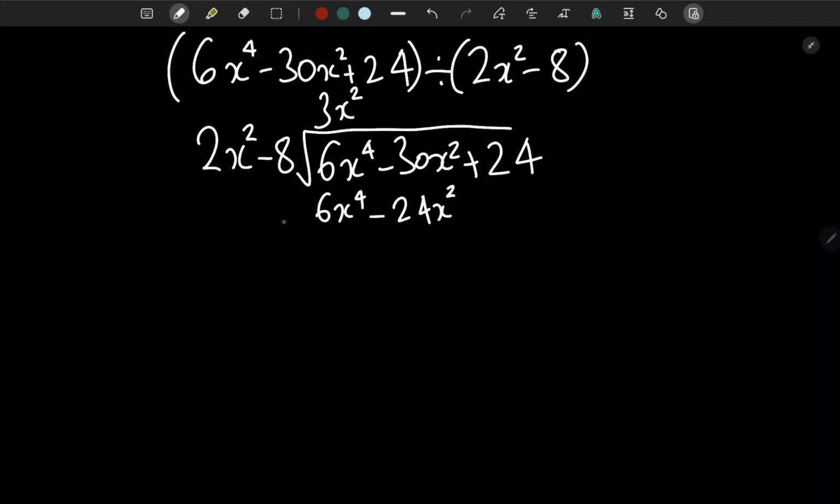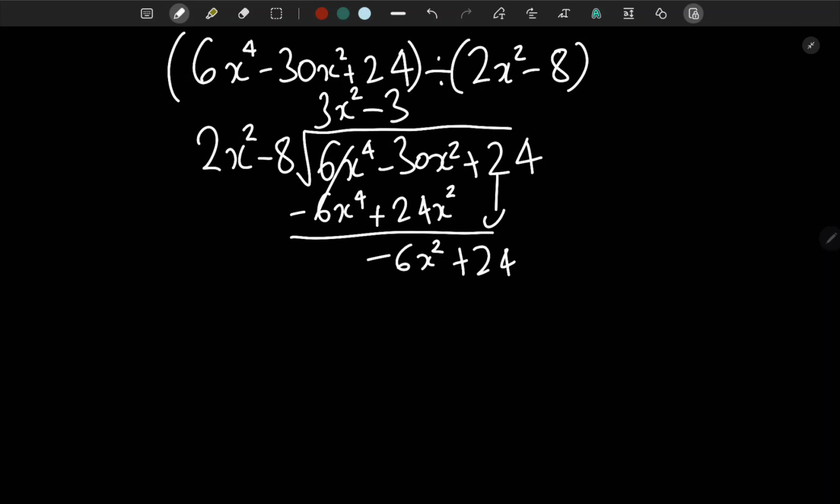And now don't forget to switch the signs again, so we need to flip them to get rid of this 6x to the power of 4, so minus and plus over here. So this cancels out and we are left with minus 6x to the power of 2. And now we bring this down, so it's going to give you plus 24. And now we divide minus 6x to the power of 2 by 2x squared. So that is going to give us minus 3.